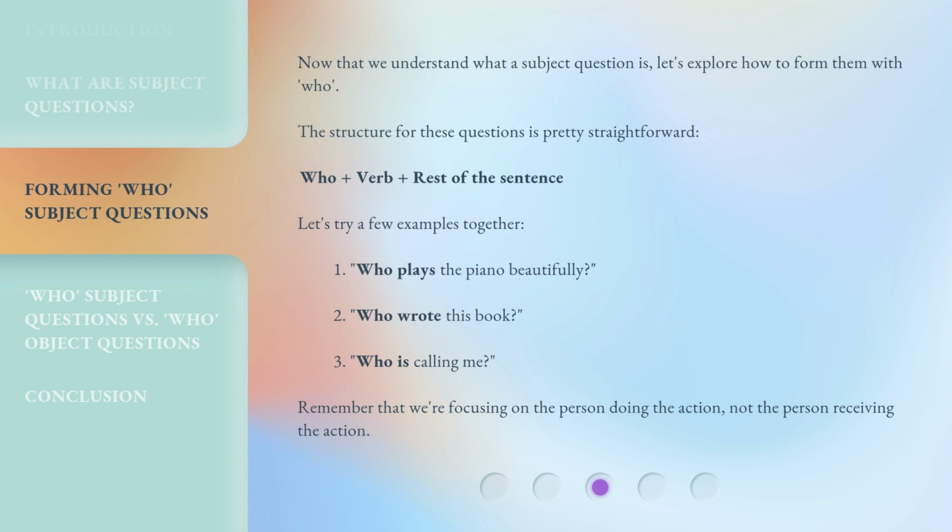Now that we understand what a subject question is, let's explore how to form them with who. The structure for these questions is pretty straightforward. Who plus verb plus rest of the sentence. Let's try a few examples together. 1. Who plays the piano beautifully? 2. Who wrote this book? 3. Who is calling me? Remember that we're focusing on the person doing the action, not the person receiving the action.